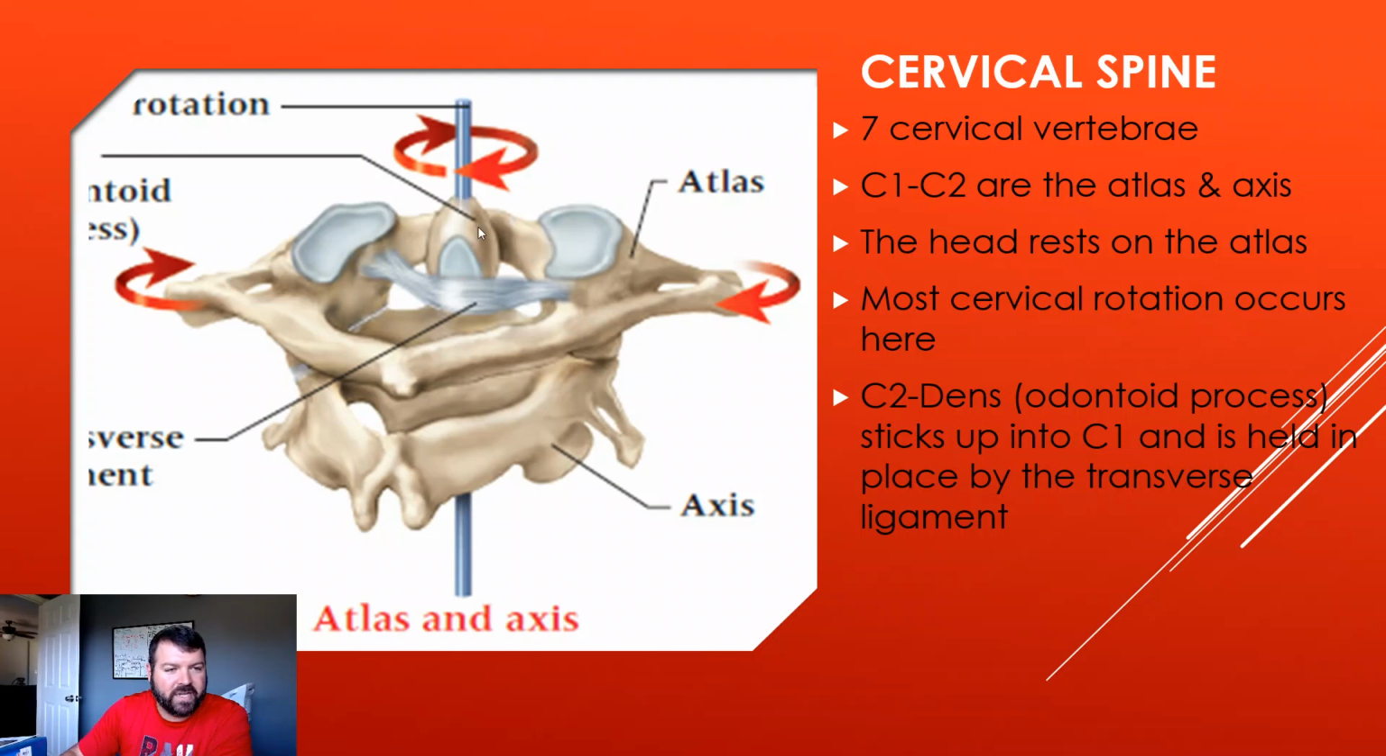The odontoid process, or the dens, this little area that sticks up right in here, is actually part of C2, the axis. It sticks up, and that's where most of that rotation occurs. The atlas sits nicely on this, and the transverse ligament sits there and keeps it in place. If this ligament ever snaps, you would have shifting between your C1 and C2, and that can potentially sever your spinal cord.